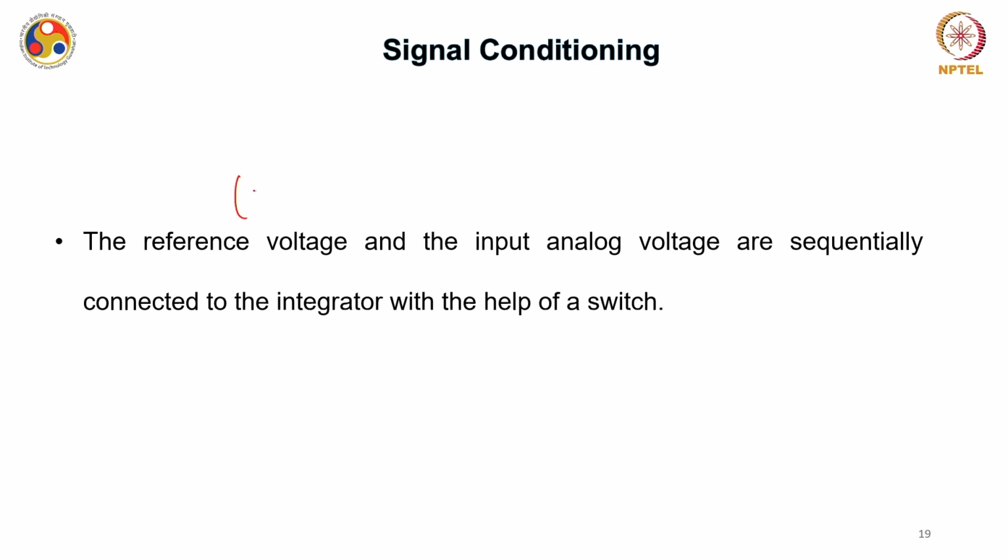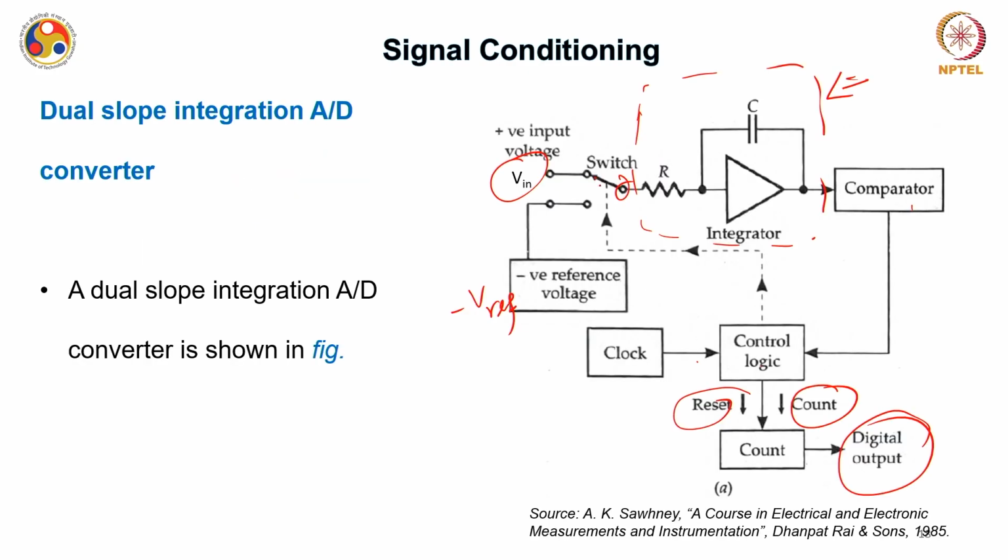The reference voltage, say minus V reference, and the input analog voltage, we called it V in, are sequentially connected to the integrator with the help of a switch. As I have mentioned, this switch can move from this point to this point. Let me call it point 1, and this is point 2.